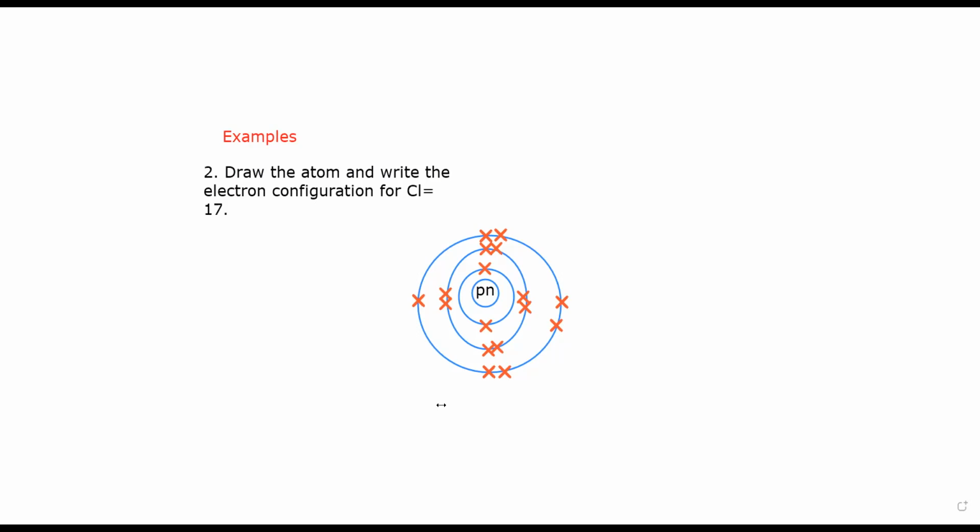Let's write our electron config. 2 in the first shell, 8 in the second shell, 7 in the last shell, which is your third shell. And that is your electron configuration and atom drawing for chlorine. Questions, anybody? Any questions? No? All right. So go ahead and take down this example, and then you're going to try some for me next. Let me know when you're finished here.